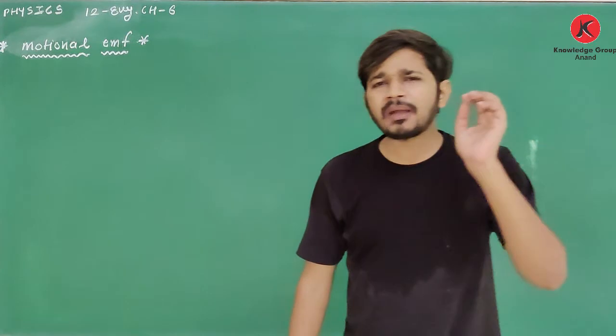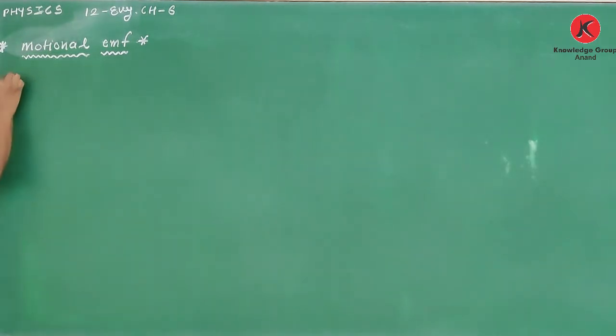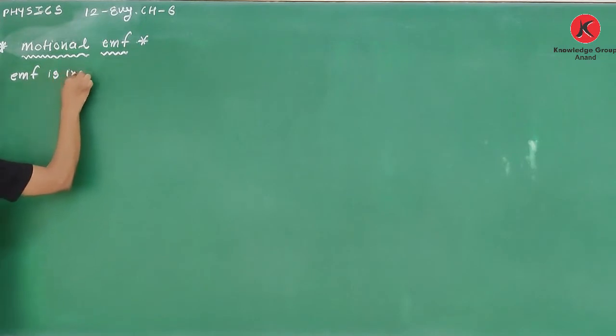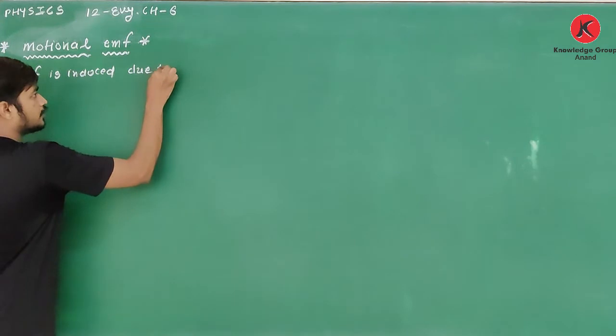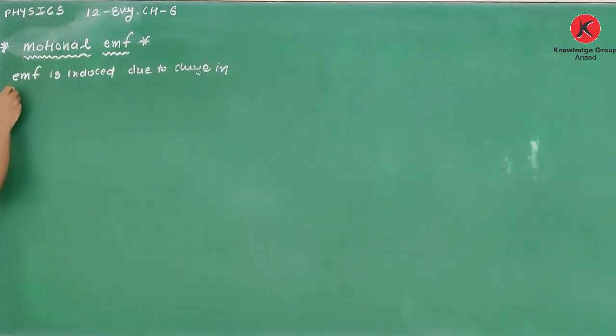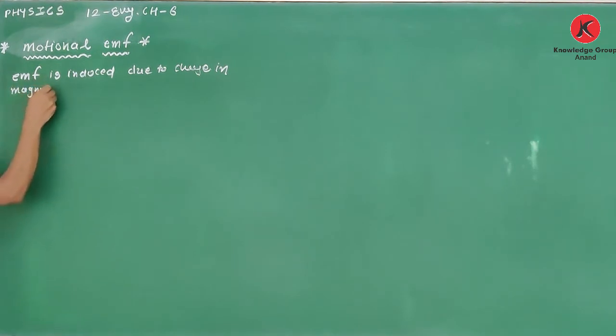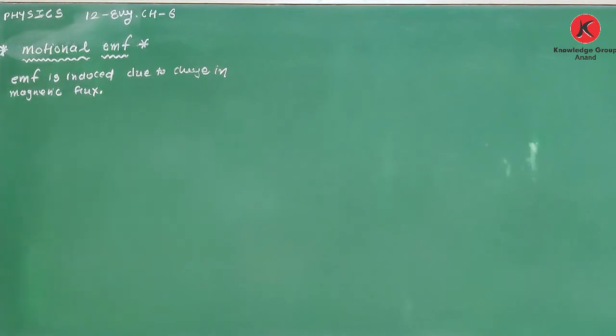You have to remember one flow. Which flow? The EMF is induced due to change in magnetic flux. Due to change in magnetic flux. This point you have to remember throughout this chapter: the EMF is induced due to change in magnetic flux.